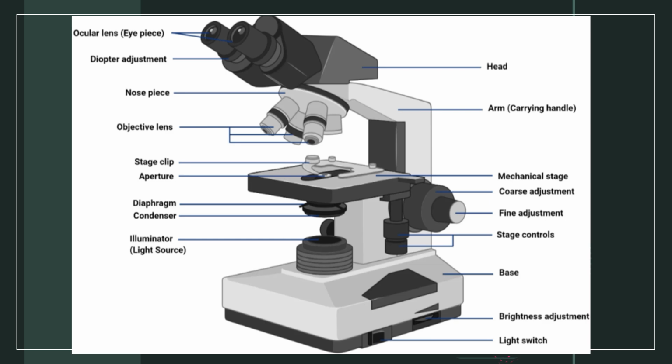You have your stage control knob. You have your X and Y control knobs. And then your fine adjustment and your coarse adjustment knob. This one will be the coarse adjustment knob and the fine adjustment knob. Okay, and that's it for your microscope.